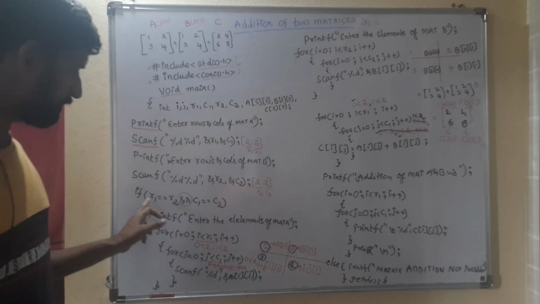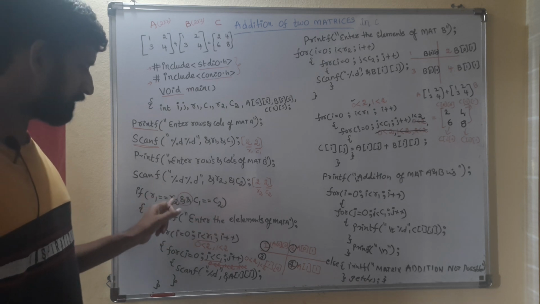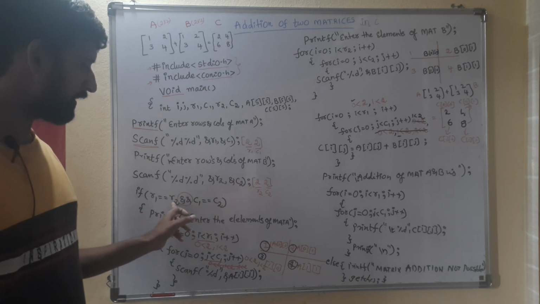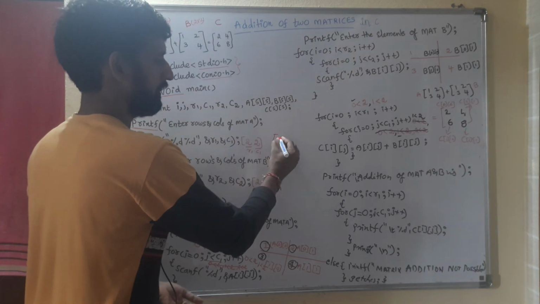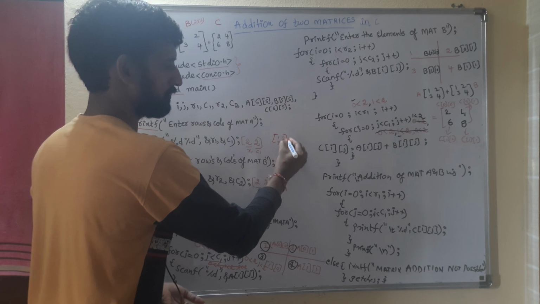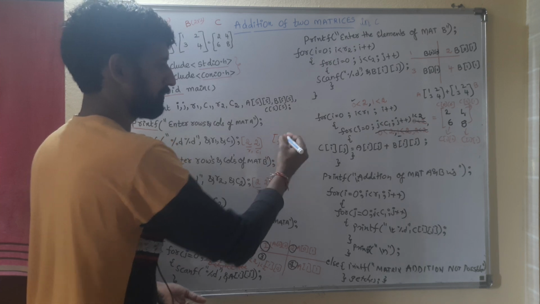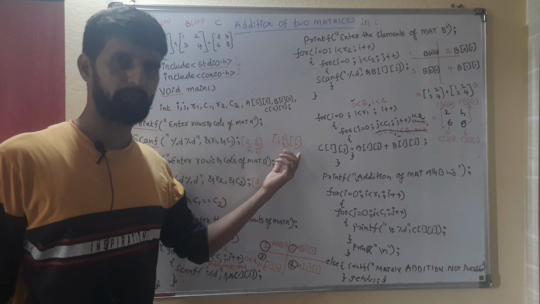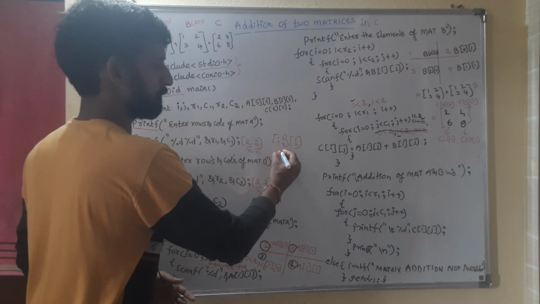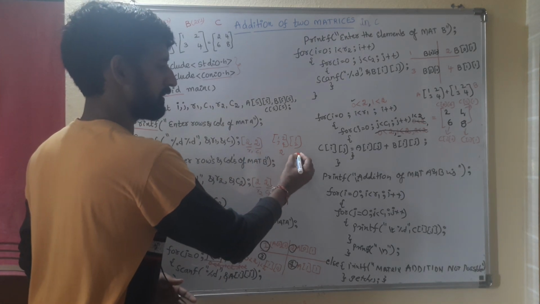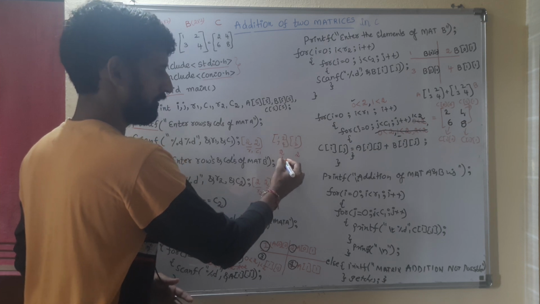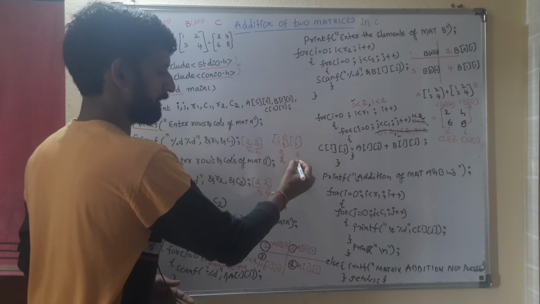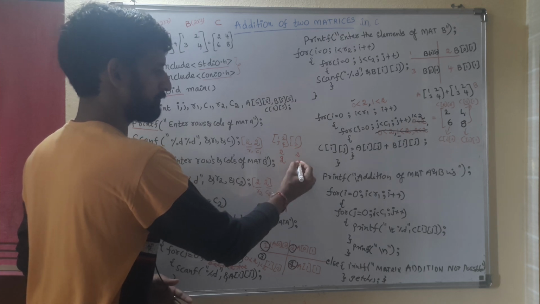Important point: suppose the condition is false, meaning the number of rows in the first matrix does not match the number of rows in the second matrix. Suppose matrix A is 1 2 3 4 and the second one is 1 2. Here the matrix addition is not possible because, although the number of rows in the first matrix equals the number of rows in the second matrix, which is also 2, the number of columns in the first matrix is 2 while in the second matrix it is 1. So it looks the same, but it is not the same.